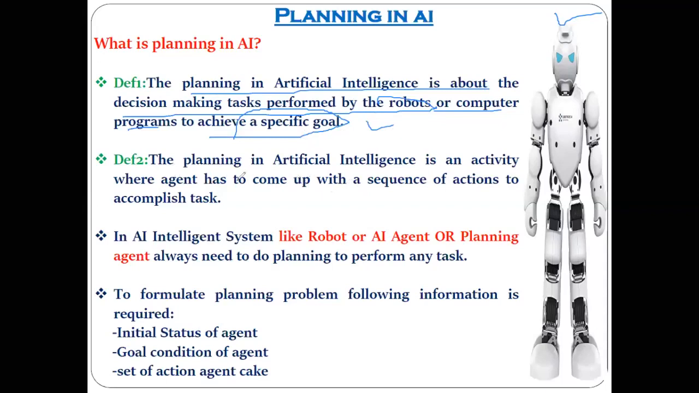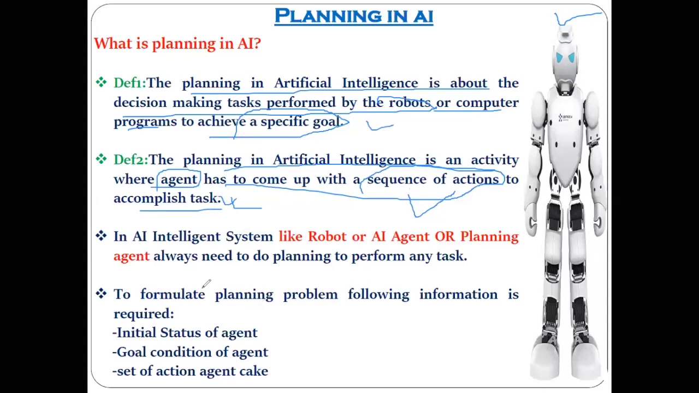Also, I have written a second definition here. Planning in AI is the activity where the agent, here agent in the sense of AI agent, has to come up with a sequence of actions to accomplish the task. So that decision making is nothing but preparing some sequence of actions. With the help of those actions, you can reach your goal, or you can accomplish the particular task.